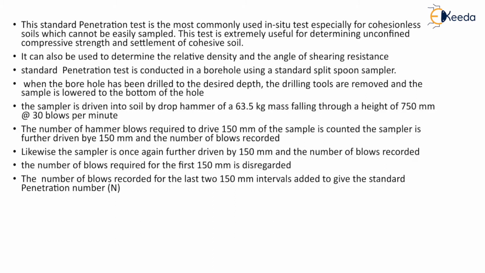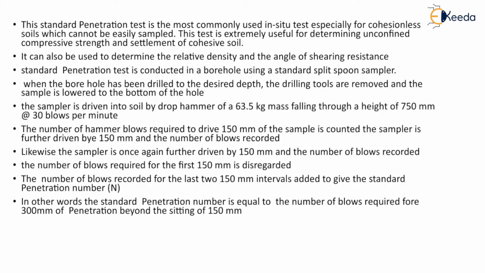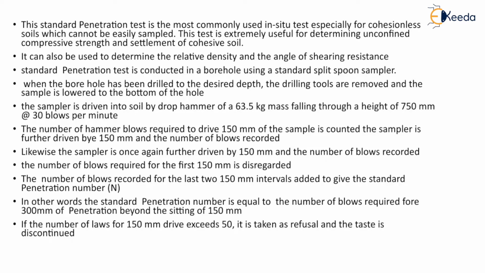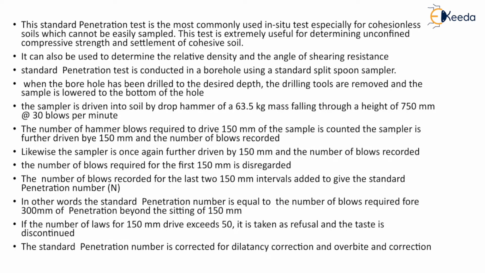The number of blows recorded for the last two 150 mm intervals are added to give the standard penetration number, which is denoted as N. In other words, the standard penetration number is equal to the number of blows required for 300 mm of penetration beyond the seating of 150 mm. If the number of blows for 150 mm drive exceeds 50, it is taken as refusal and the test is discontinued. The standard penetration number is corrected for dilatancy correction and overburden correction.